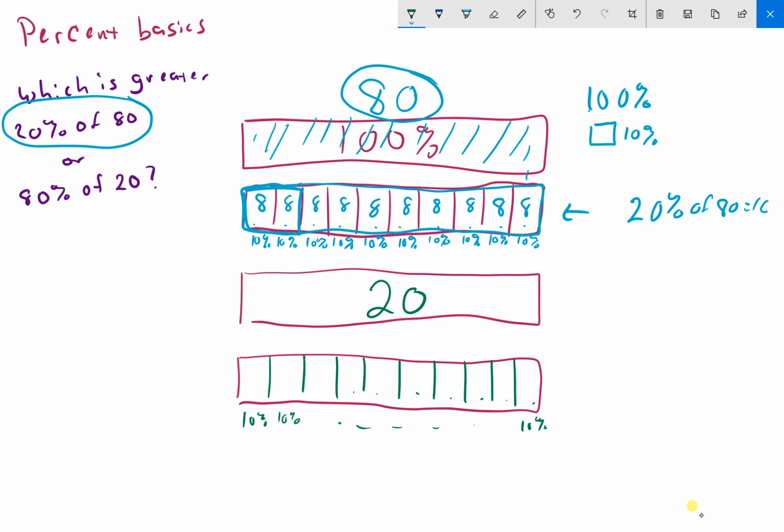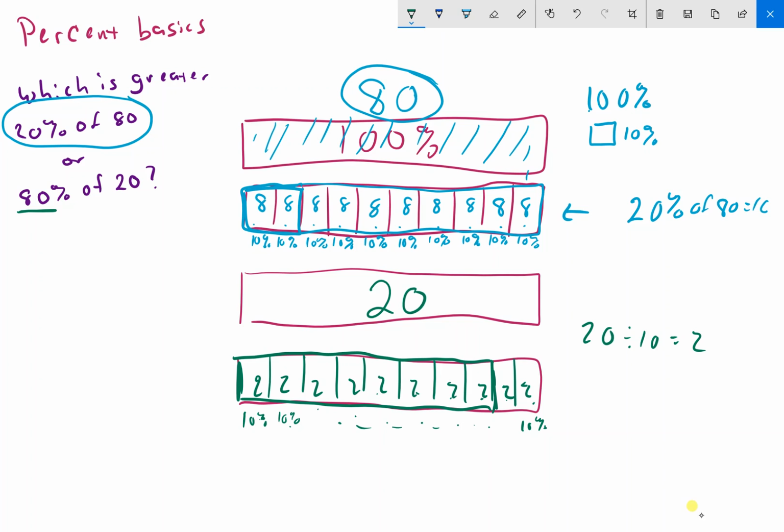Now, I want 80% of 20. Well, that means I'm going to need 10, 20, 30, 40, 50, 60, 70, 80. I'm going to need all the way to here. But how much is 10% of 20? Well, that means I'd take 20, and I want to find 10% of it. So I'm going to have to divide that by 10, because each little bar is going to be worth something, and that's 2. 2, 4, 6, 8, 10, 12, 14, 16, 18, 20.